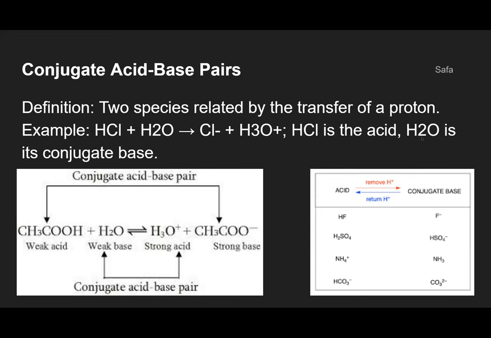It shows the weak acid and the weak base making a strong acid and a strong base. And on the right-hand side, you can see an acid, you can remove the H+, and the conjugate base can return the H+. And there are examples down below.